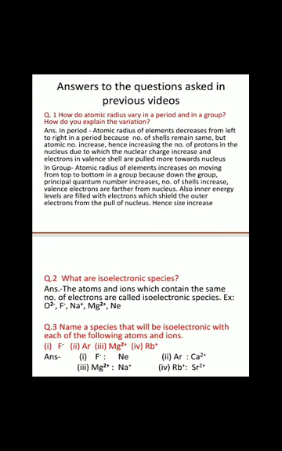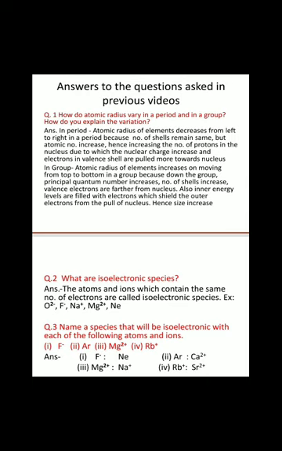So the first question was, how does atomic radius vary in a period and in a group, and how do you explain the variation? The answer is that in a period, atomic radius of elements decreases from left to right because the number of shells remains the same but atomic number increases, hence increasing the number of protons in the nucleus, due to which the nuclear charge increases and electrons in the valence shell are pulled more towards the nucleus.